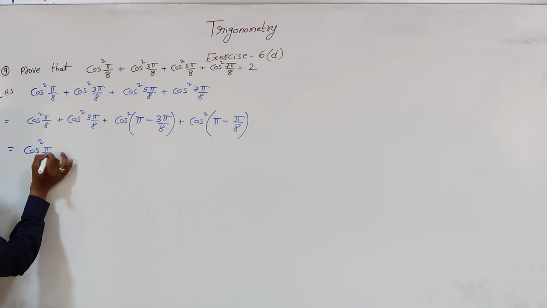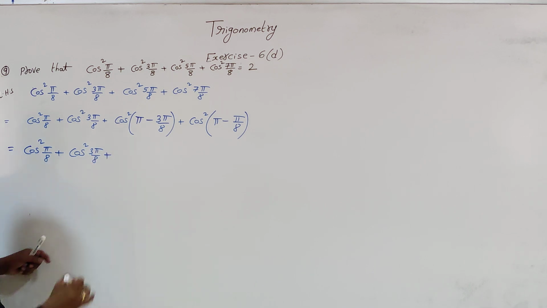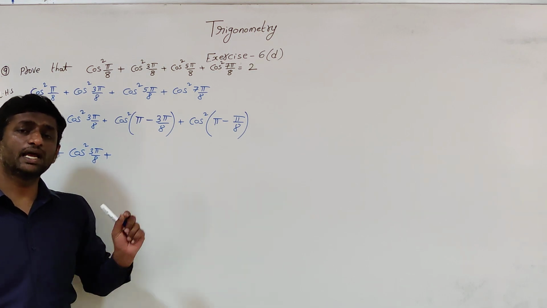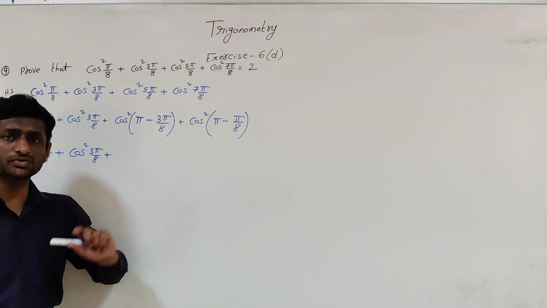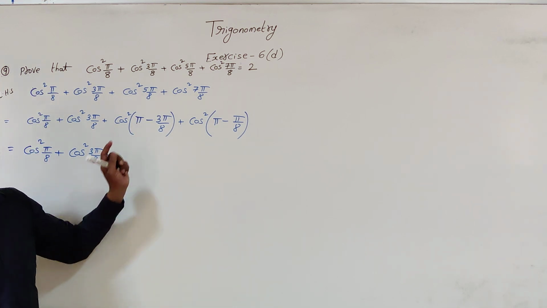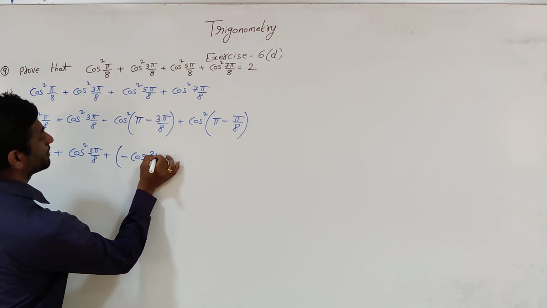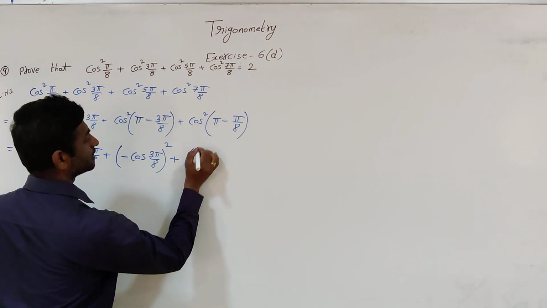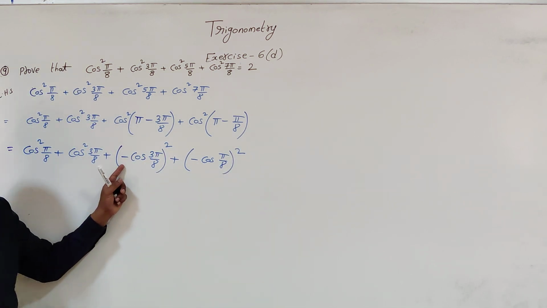Cos square pi by 8 plus cos square 3 pi by 8. Now cos of 180 minus theta: 180 minus theta lies in the second quadrant. In the second quadrant, cos will have a negative sign and the trigonometric ratio does not change since it is an even multiple of 90. So it will be minus cos 3 pi by 8 whole square. Similarly, it will be minus cos pi by 8 whole square. But as whole square is there, negative becomes positive.